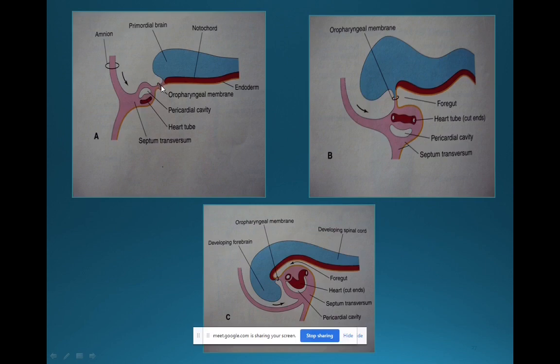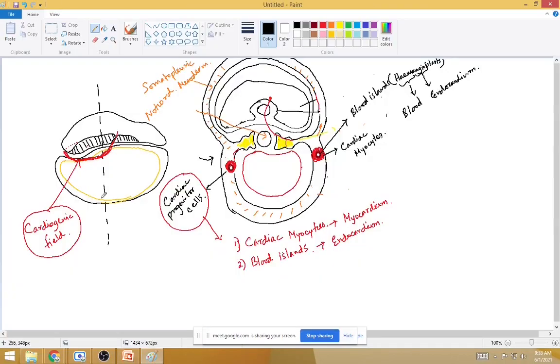adherent. Where is the cardiogenic field? In this area, and on either side, which we cannot see in this slide, because they have been cut. Now this is where the tube is formed. Again, I'll try to draw it. This is the area, the tube. We are taking a section from here. This is where a tube is formed, just in front of the stomatodium.